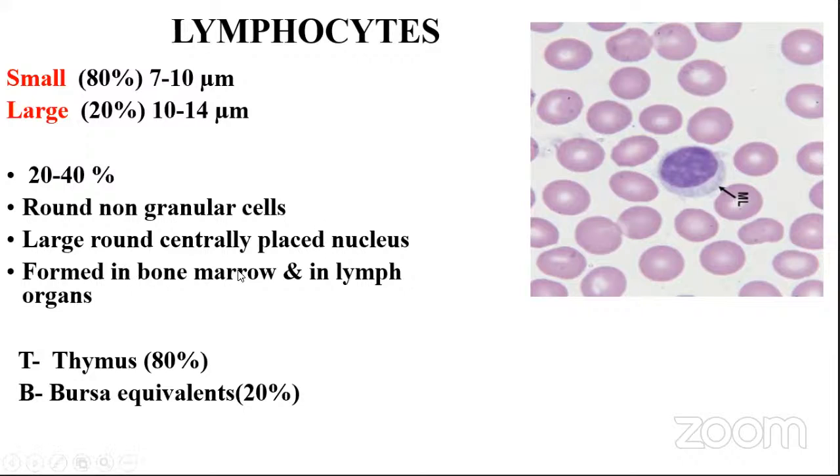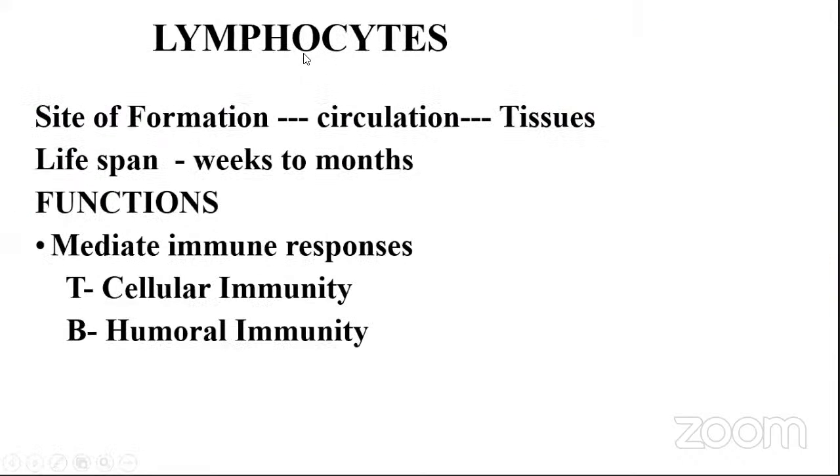Formed in the bone marrow, also in the lymphoid organs, that is the thymus. 80% is produced in the thymus and 20% in the bursa equivalent of the bone marrow. Bursa equivalents 20%, 80% is mainly in the thymus. And lymphocytes, as you know, from the site of formation get into the circulation and finally to the tissues. The lifespan is weeks to months.